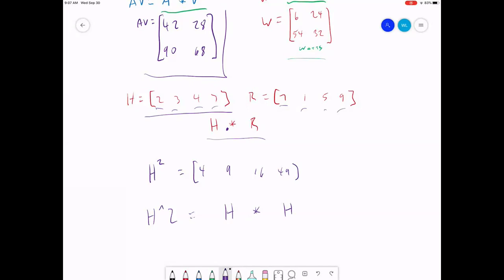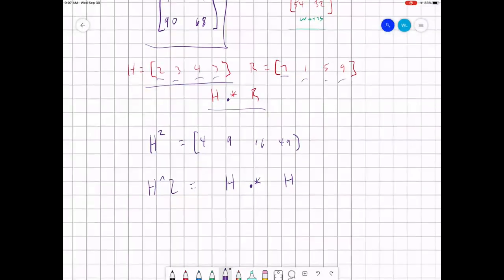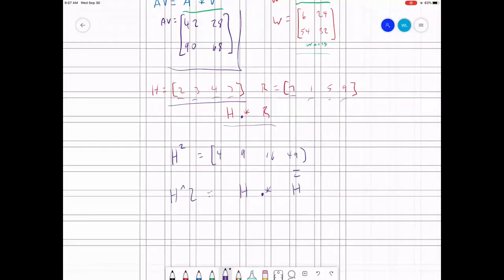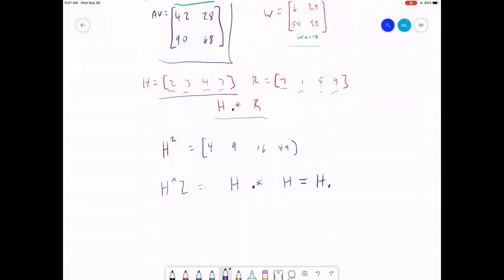So in order to actually make it work, we have to use the dot operator. If we want to do h times h like this, we'd use a dot operator. Now we do 2 times 2, 3 times 3, 4 times 4, 7 times 7 to get the correct answer. We shorthand that a little bit by doing h dot raised to the 2 power. That's our h squared.